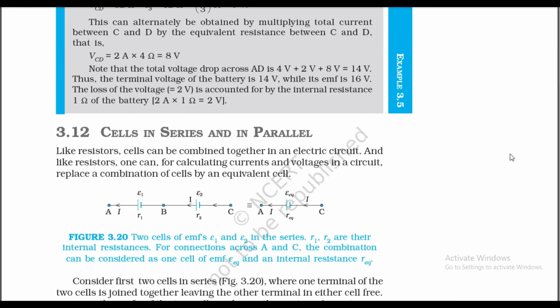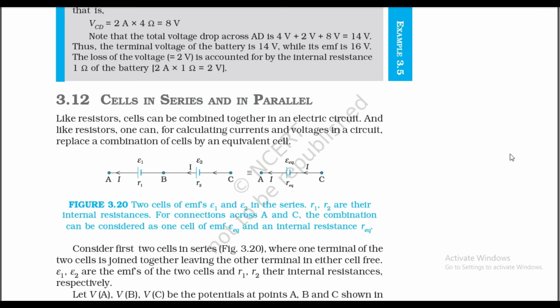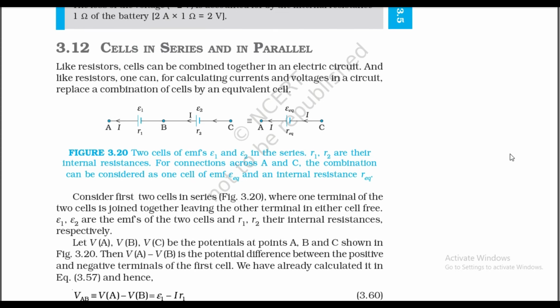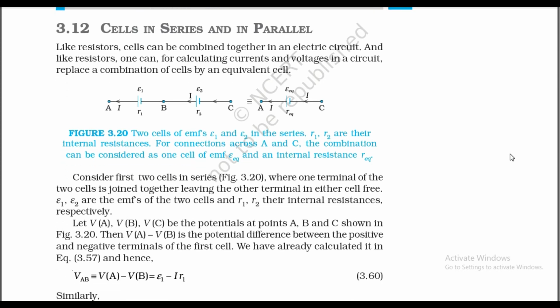3.12 Cells in series and in parallel. Like resistors, cells can be combined together in an electric circuit, and like resistors, one can, for calculating currents and voltage in a circuit, replace a combination of cells by an equivalent cell. Figure 3.20: two cells of EMF epsilon 1 and epsilon 2 in series, r1 and r2 are their internal resistance, for connections across A and C. The combination can be considered as one cell of EMF epsilon eq and an internal resistance r eq.